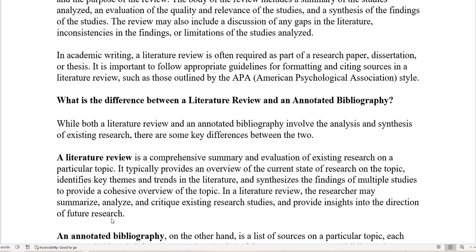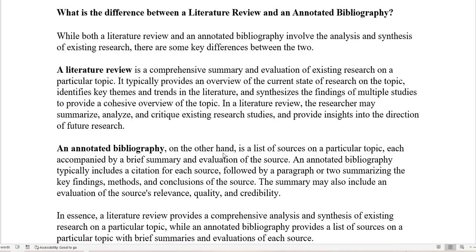An annotated bibliography, on the other hand, is a list of sources on a particular topic, each accompanied by a brief summary and evaluation of the source. An annotated bibliography typically includes a citation for each source, followed by a paragraph or two summarizing the key findings, methods, and conclusions of the source. The summary may also include an evaluation of the source's relevance, quality, and credibility.